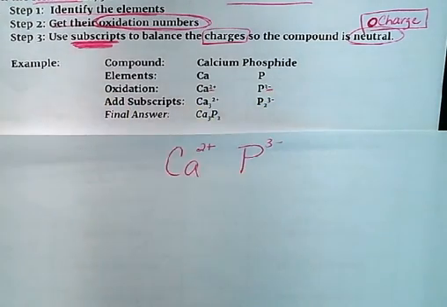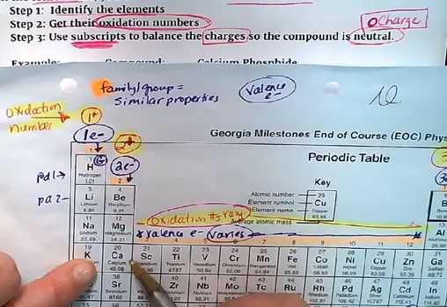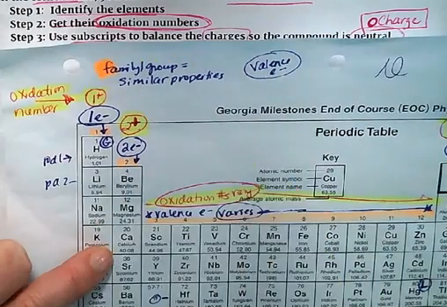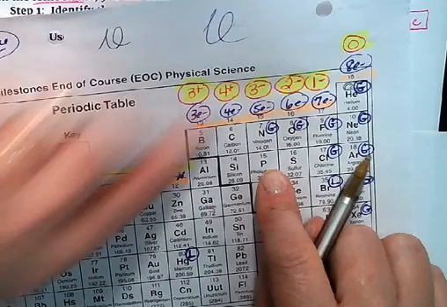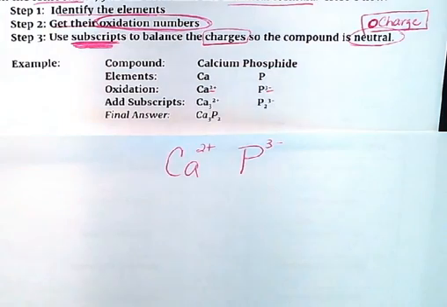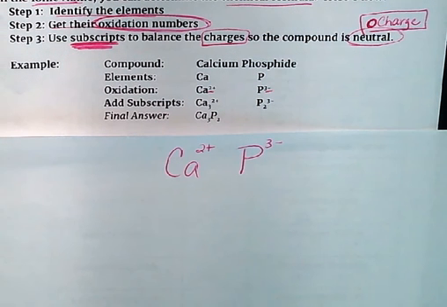Remember, calcium is right here. Let me just wipe some off the screen. Calcium has a positive 2, and phosphorus is over here with a negative 3. So that's where I got the numbers from. Then it says to add subscripts. That gets a little confusing, so I want you to understand something. I'm going to add subscripts to try and balance this compound. This is an ionic compound, so I need to balance.